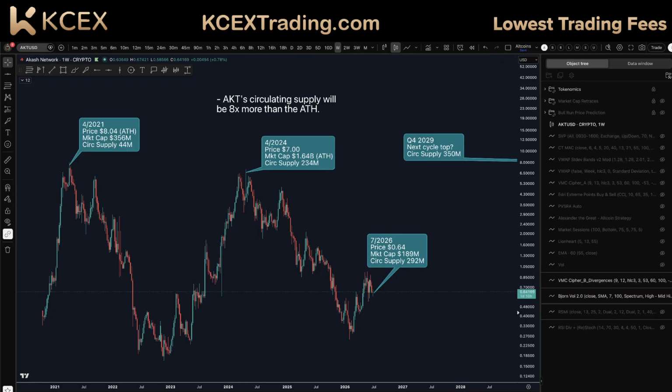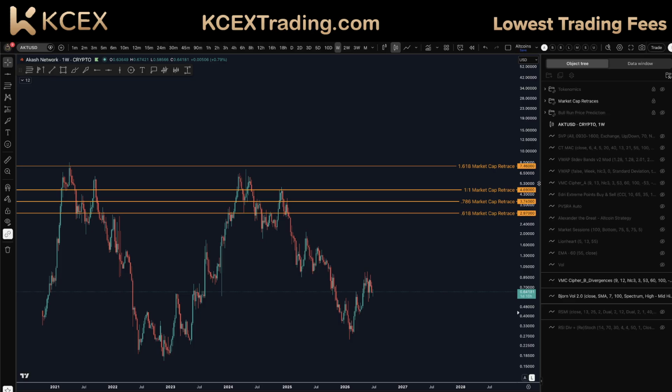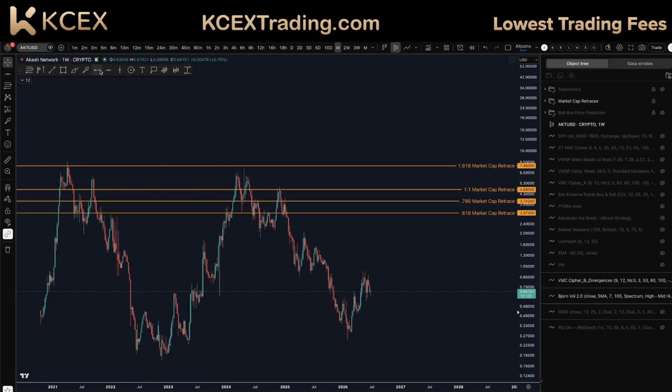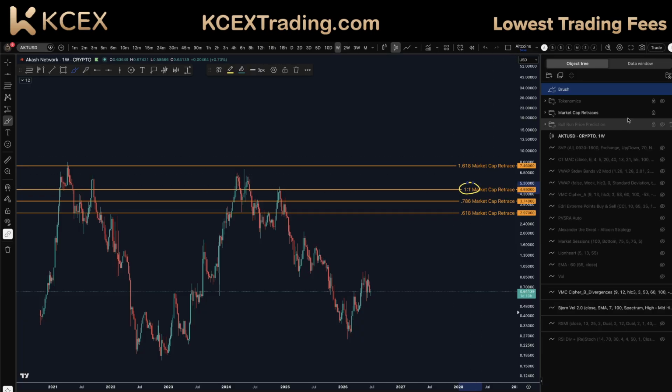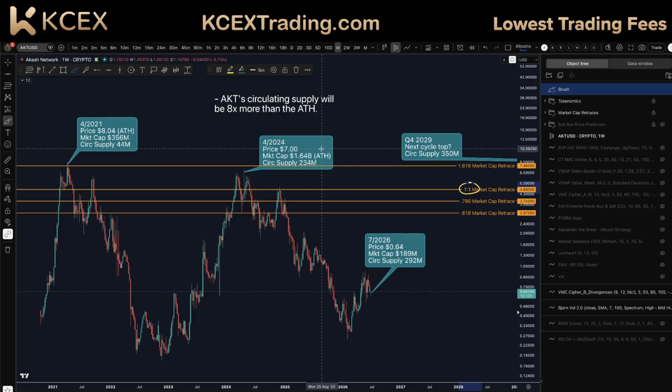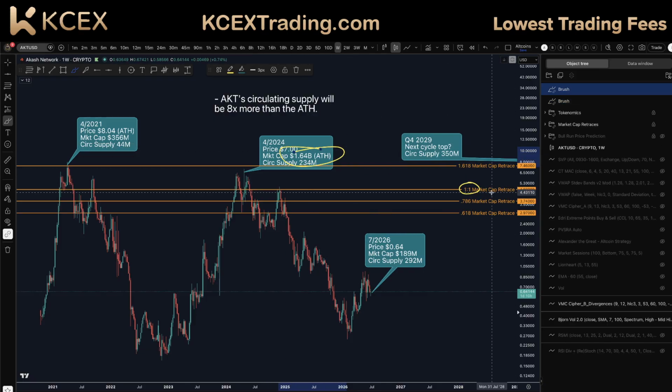Same thing for Akash. We've got your retrace levels if you want to screenshot these. If you just did the highest that you've ever done in your market cap, which gave you a $7 Akash, then you would have a $4.69. So if all you did next cycle was this $1.64 billion market cap, your price would not be $7, it'd be $4.69 because of your dilution of the market.